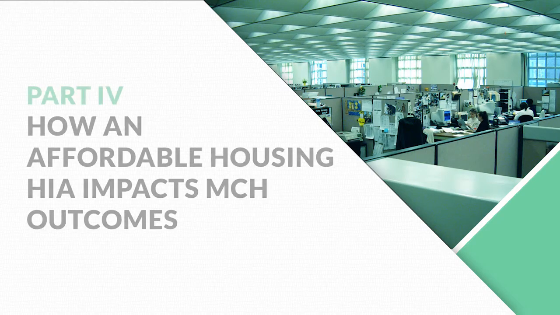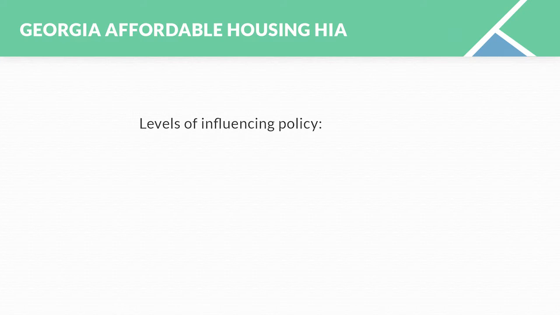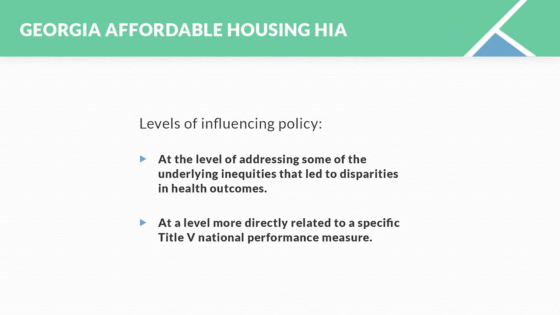Direct reference to MCH context and example. How an affordable housing HIA impacts MCH outcomes. There are two levels at which the Georgia Affordable Housing HIA influenced policy in a way that has relevance for MCH populations. One at the level of addressing some of the underlying inequities that led to disparities in health outcomes, and the other at a level more directly related to a specific Title V national performance measure.